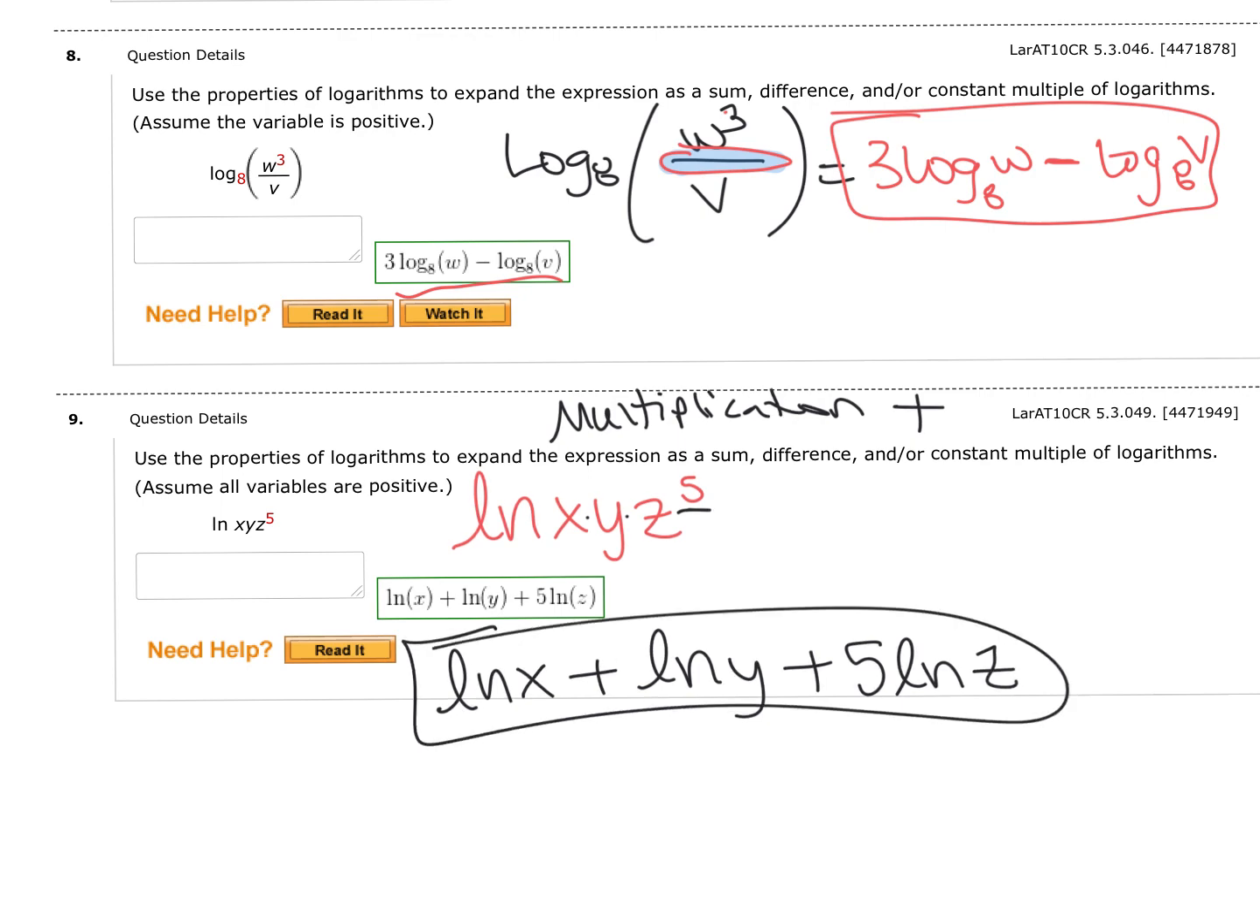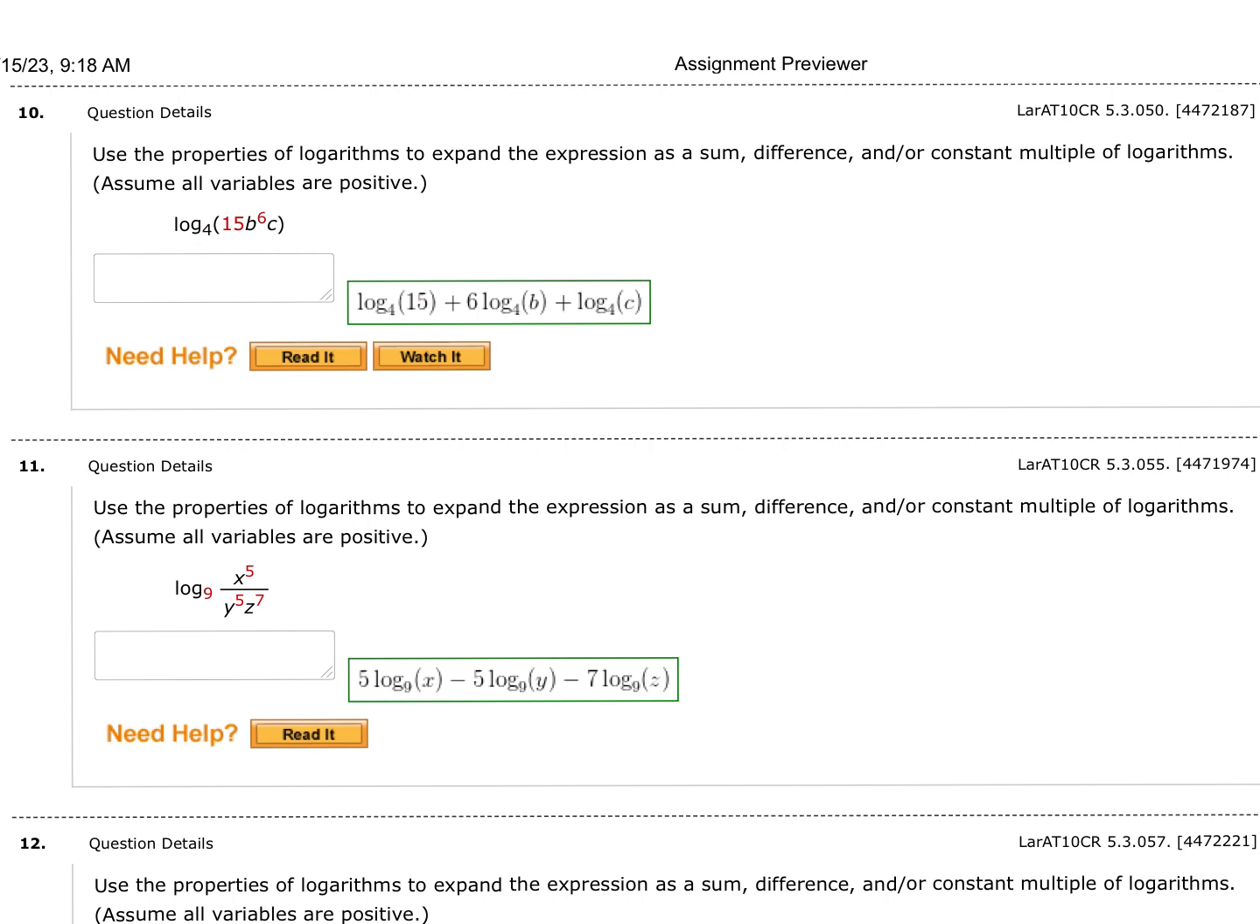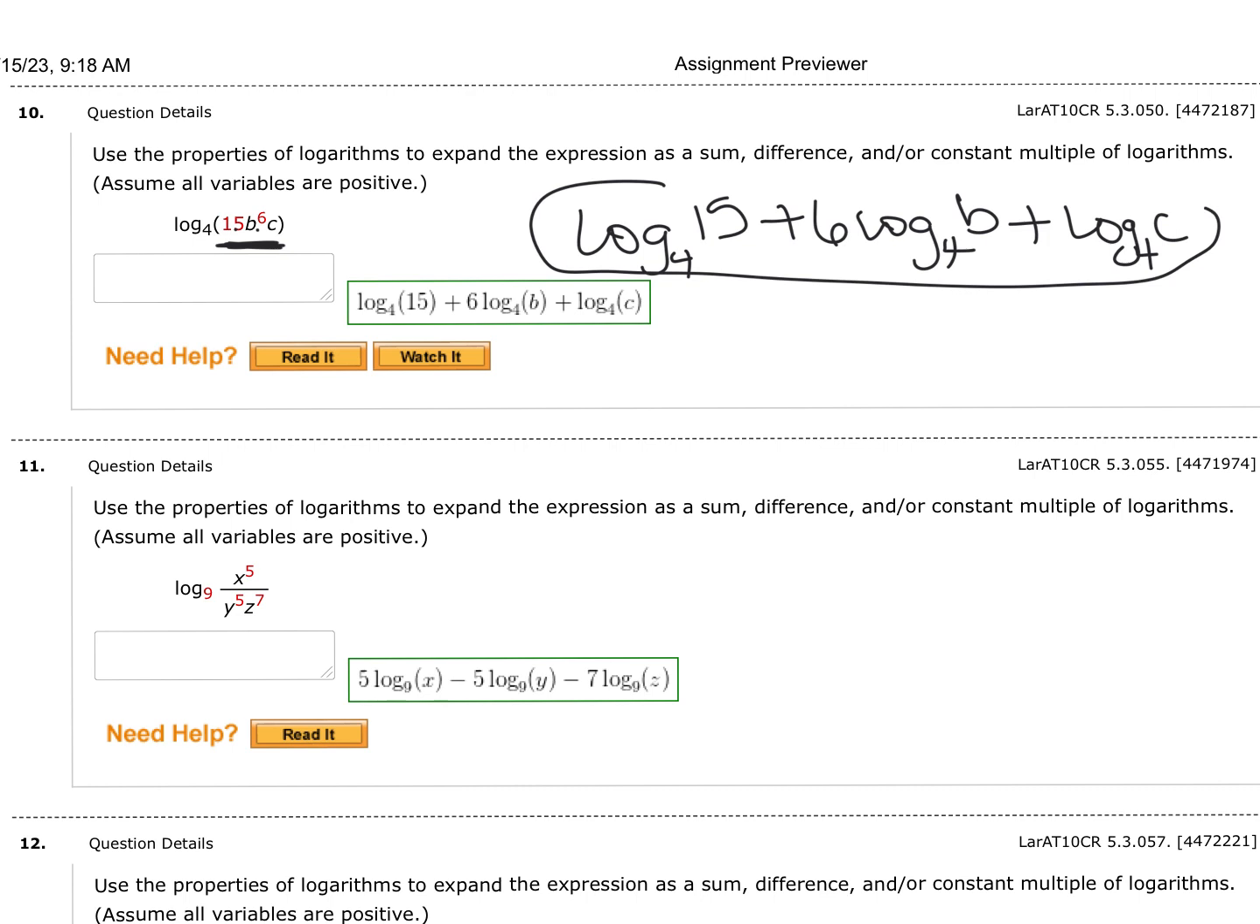Okay, let's keep going. Number 10, similar thing here. So I'm going to have the log of 15 and then times b to the 6. So plus 6, because the 6 goes in the front, log of b. All of these are base 4. And then plus, again, because this is all multiplication, the log of c, base 4. So we're just rewriting these. We're not really having to do very much else. This one is very similar.